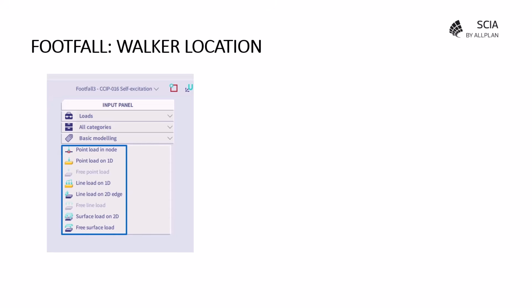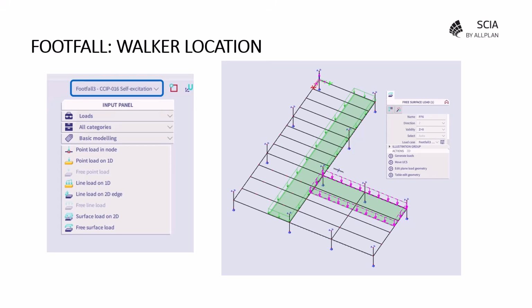These activity locations can be modeled using point loads, line loads, or defined by a 2D region, and they can all be found in the input panel. Similar to how static loads are defined, these dynamic areas will be assigned to the active load case. So we need to make sure a footfall load case is active. As an example, you can use a free surface load to define localized regions of pedestrian movement for a single footfall load case.